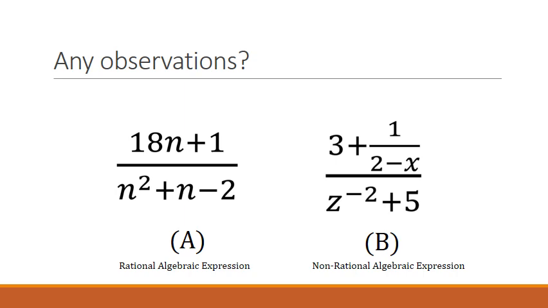The only difference between the rational algebraic expression and the non-rational algebraic expression is that a non-rational algebraic expression contains irrational numbers or negative exponents. That's the only difference. So we can identify now which of these two is a non-rational algebraic expression and a rational algebraic expression.